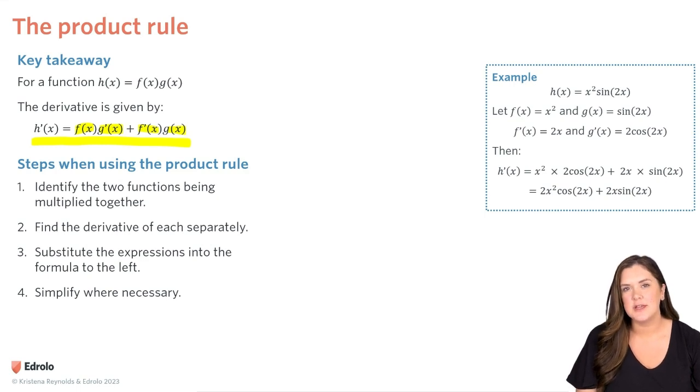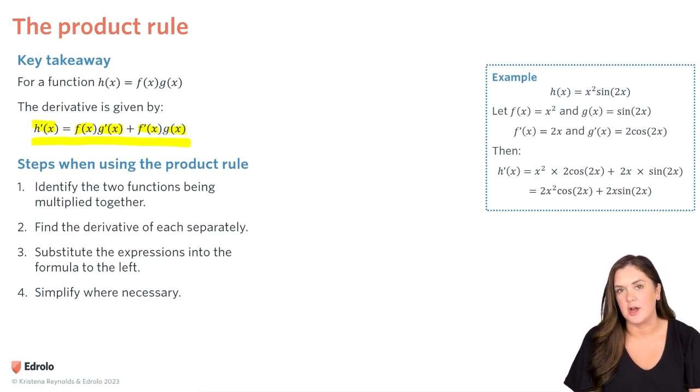The very first thing is we need to identify the two functions that we are multiplying together. And then we are going to find the derivative of each of these functions separately. And then what we're going to do is substitute those derivatives and our normal functions into this rule at the top here, and then simplify where necessary. So we've got an example on the right-hand side here, just to get you into using the product rule. We've got our function h of x equals x squared times sine 2x, and we need to identify our two functions.